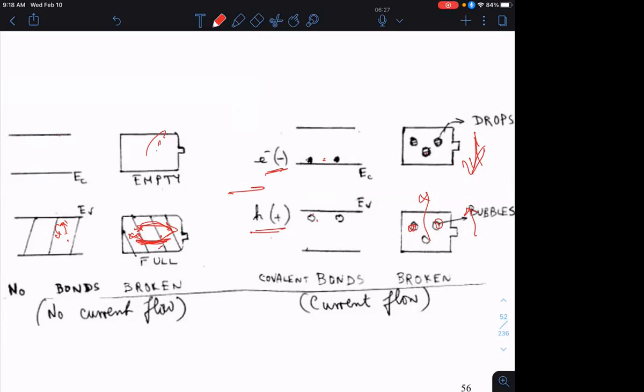Similarly, electron and hole energies point in opposite directions. The analog of the water droplets are these conduction electrons, negative electrons in the conduction band, and the analog of the bubbles are the holes, the empty states in the valence band.